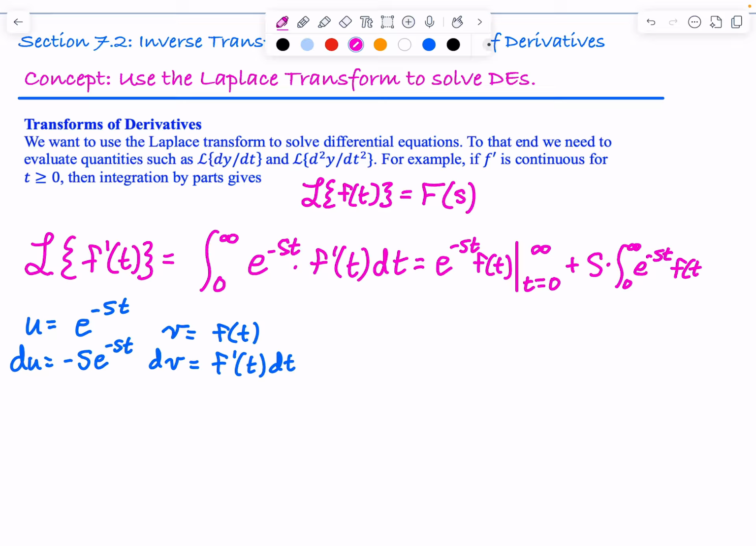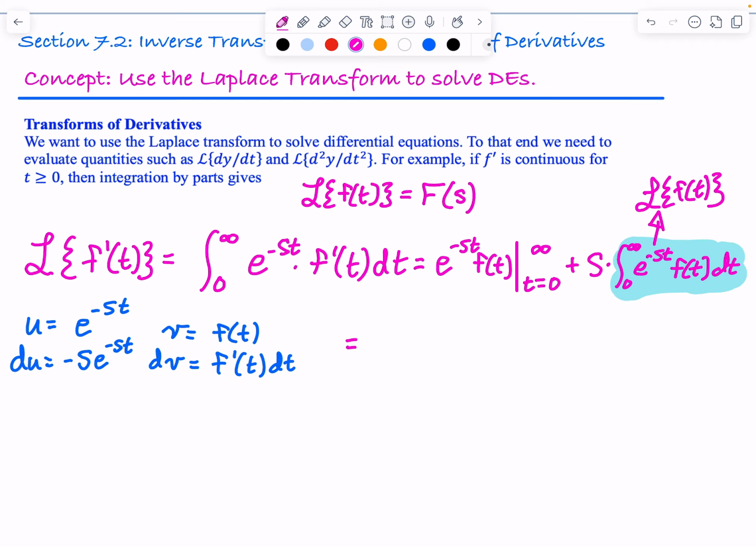f of t dt. All right, and hopefully you're looking at this little thing right here and you're like, well, that's just plugging into the definition. So this is just the Laplace transform of f of t, so I'll be able to change that to that.